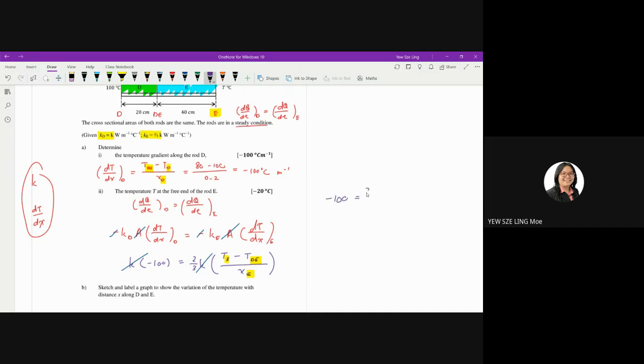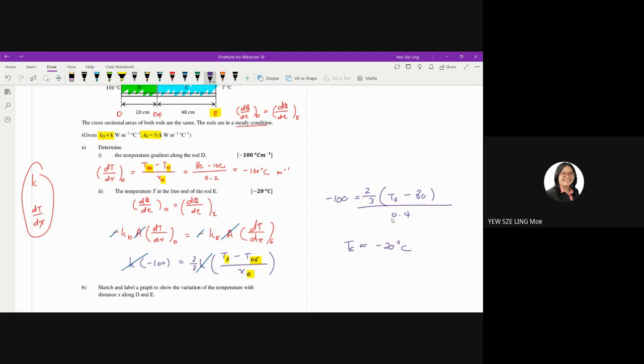After I remove it, I can then simplify the equations. Negative 100 equals 2/3. Now T_E, I don't have the value, so I want to keep it as unknown. T_E minus T_DE. T_DE, according to the diagram just now, I have 80 degrees, divided by 40 cm, 0.4. So rearrange the equations, and eventually you will obtain T_E equals negative 20 degrees C. So the temperature at the cold end is negative, so it's very cold, right? Negative 20 degrees C, that is your final answer.